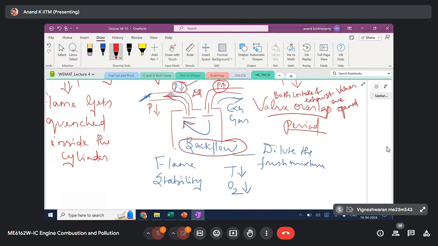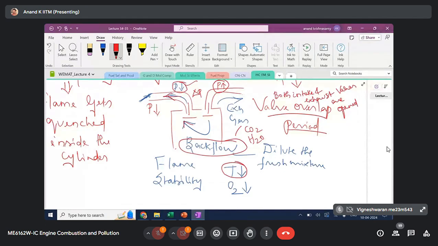This backflow of exhaust gas has two effects. One is it is going to reduce the temperature of the mixture. The temperature of the mixture is reduced due to the components present in the exhaust gas. The components present in the exhaust gas are triatomic gases, primarily H2O. There are three atoms, as you could notice.